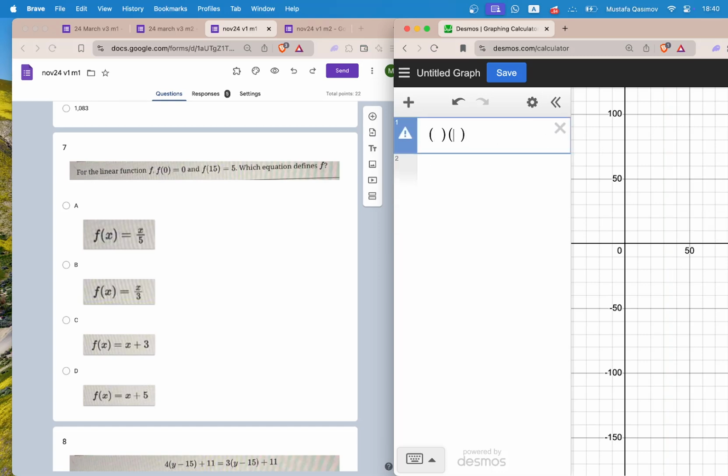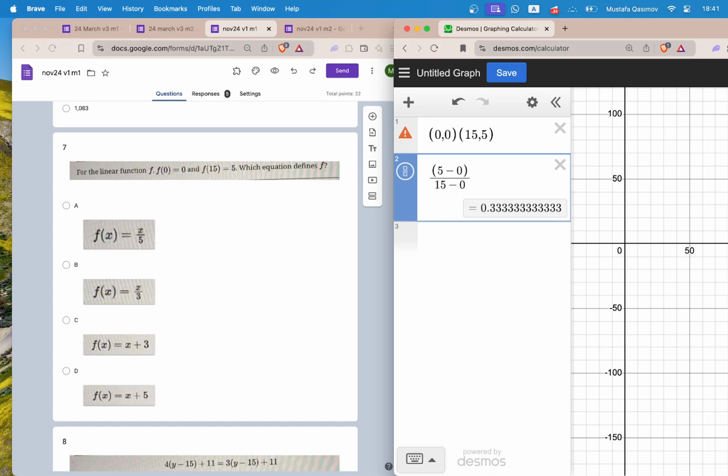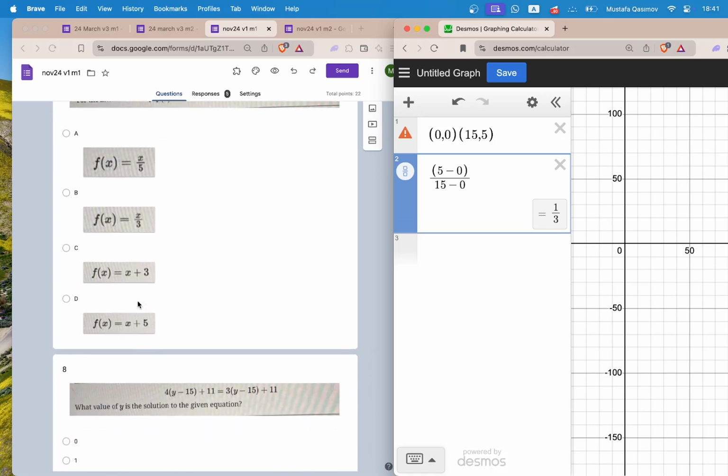For 7, we have 2 points. 0, 0, and 5, 15. Then we have to find slope. Slope will be equal to 15 minus 0 over 5 minus 0. So it is 3. So answer is, maybe I made a mistake, okay, it is 15 and 5. So answer is 1 over 3. So if slope is 1 over 3, answer will be B. Because it passes through origin, there will be no b here. So answer is x over 3.